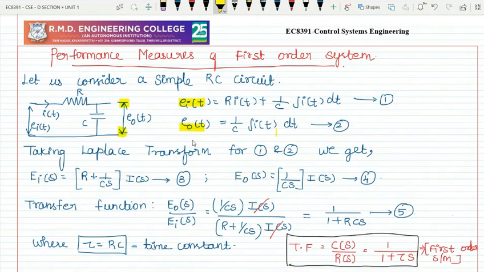Now, as usual, we take the Laplace transform, thereby getting E_i(s) and E_o(s). We know the definition of the transfer function: the ratio of the Laplace transform of the output to the input. Thereby I get my final answer as 1 by 1 plus RCs. In that, we have one small substitution, tau equals RC, which is nothing but the time constant. Finally, my answer will be 1 by 1 plus tau s. This is my first order main equation.